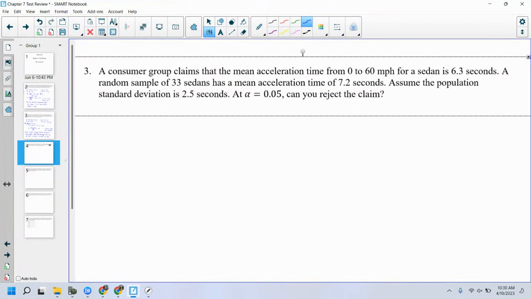Let's keep it rolling. A consumer group claims that the mean acceleration time from 0 to 60 for a sedan is 6.3 seconds. A random sample. Now, right there, I can define my null and alternative. Right? What is my null? Mu equals 6.3. Okay, am I looking to prove or disprove that claim? Disprove again.